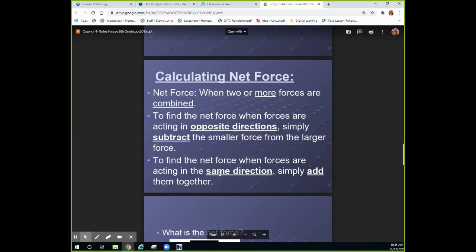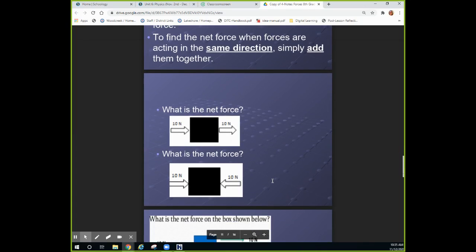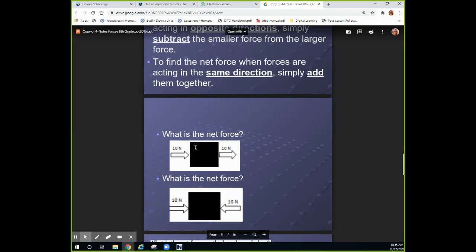So when your arrows are pointing in the same direction, you are going to just add them together. Okay? So let's practice some examples. What is the net force? Your first step is to identify the directions of your force. So this force is being applied to the right, and this force is being applied to the right. So that means I need to add 10 newtons plus 10 newtons. The net force on this box is 20 newtons.